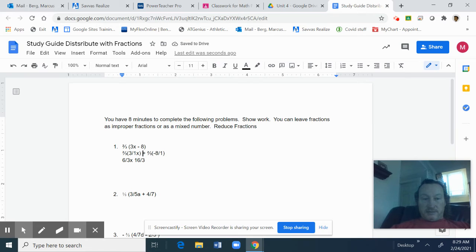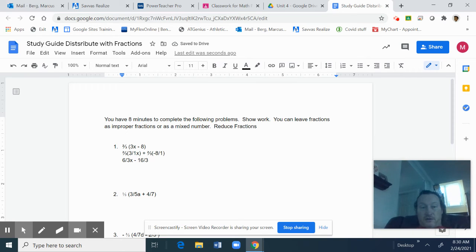And this is a positive times a negative, so we need to remember those rules from the beginning of the year, that when you multiply a positive times a negative, you get a negative. So this is your first step. This is the most basic step of doing this. The next step would be to simplify or reduce or create a mixed number.